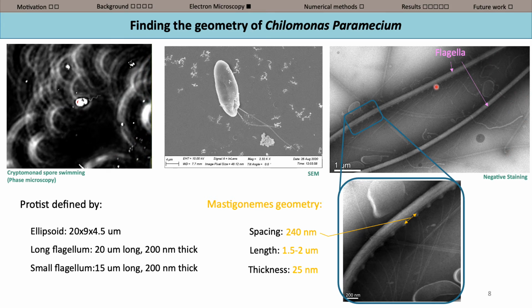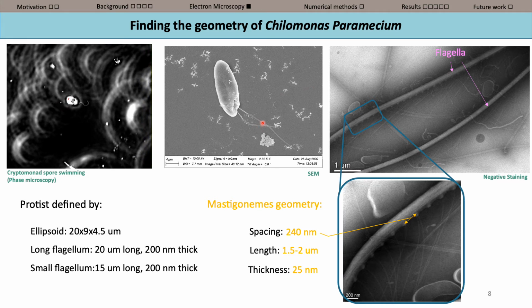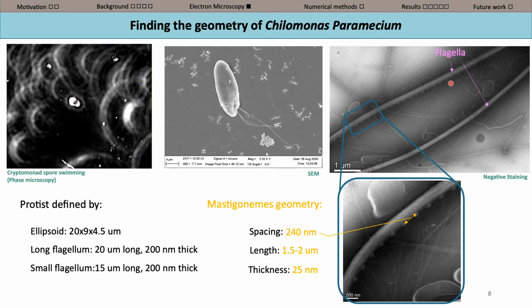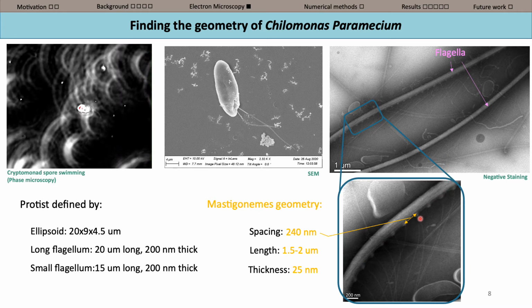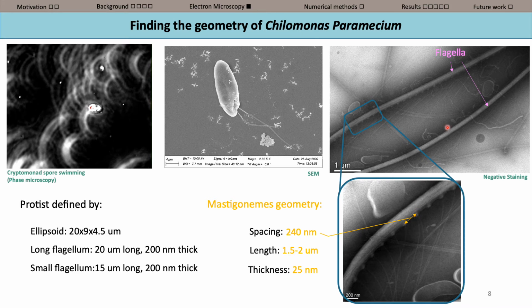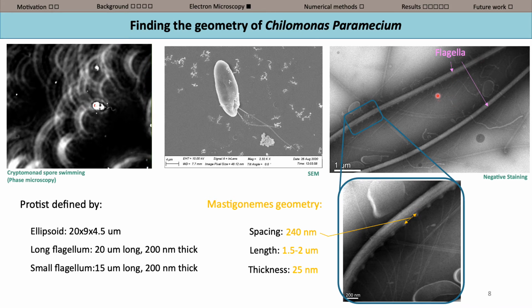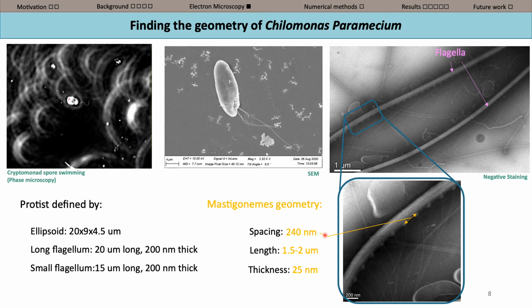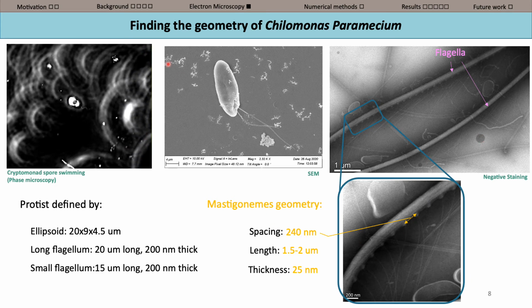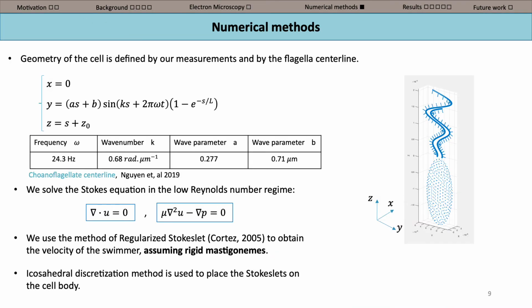So here we have the 2 flagella that can be found here, and all these little dots that can be seen here are actually the anchors for the Mastigonemes. We can see that the Mastigonemes are displayed in 1 row on each flagellum, and they are all spaced on average by 240 nanometers. We then used these dimensions to describe the geometry of our swimmer in 3D, as well as using an equation for the flagella centerline from Nguyen's paper that was studying another protist.